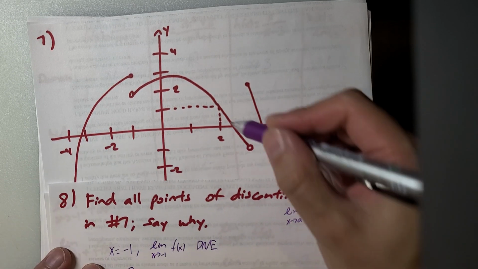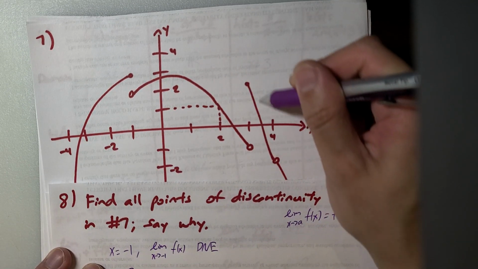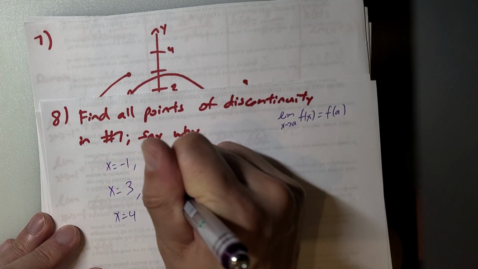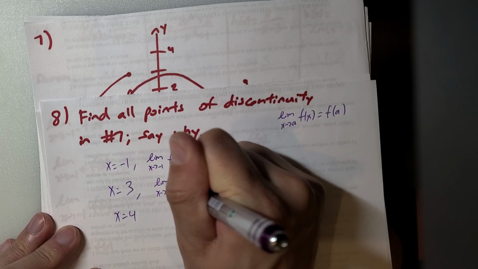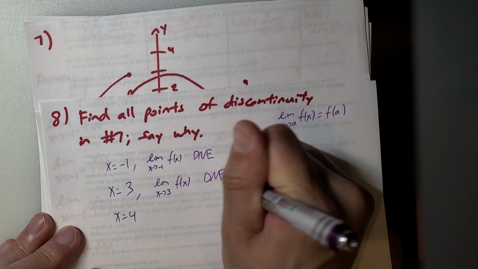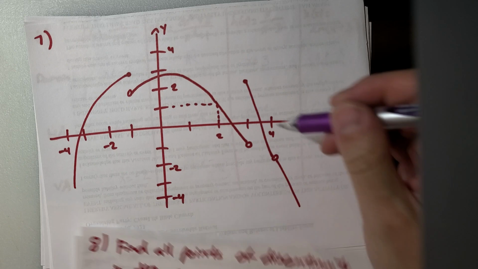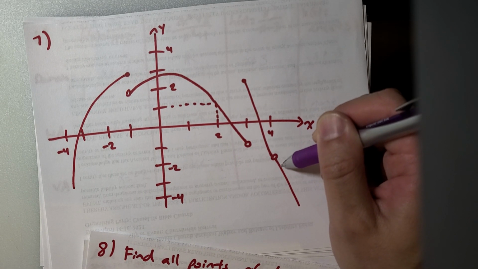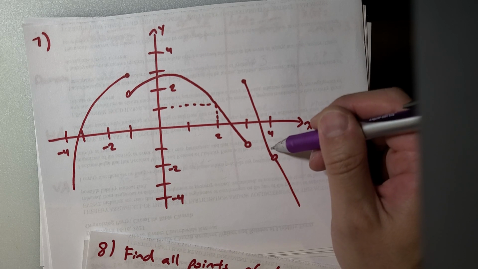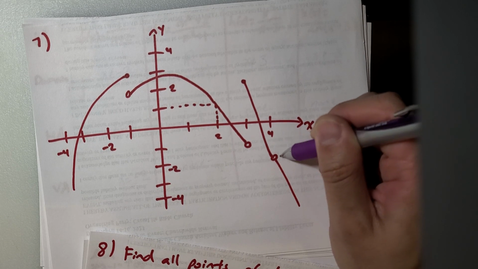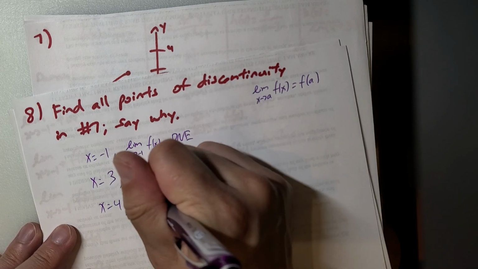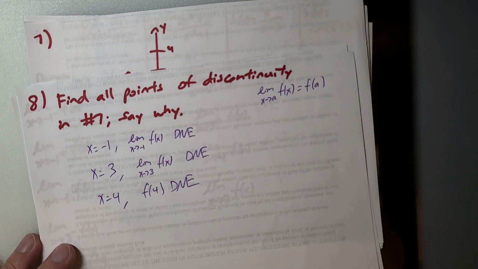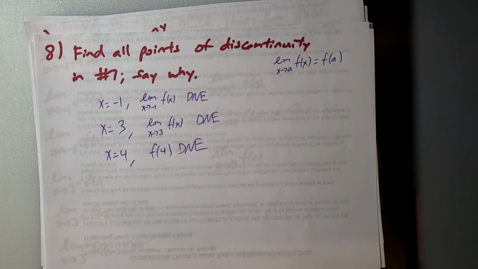Same reason for x equals 3. The limit from the left does not equal the limit from the right, so the limit as x goes to 3 of f of x also does not exist. This one, x equals 4, is a different reason. The limit exists from both sides, and it's the same value from both sides, so the limit exists. But the function isn't even defined at x equals 4. So you can say f of 4 is undefined or f of 4 does not exist. That's fine, and that's your answer.